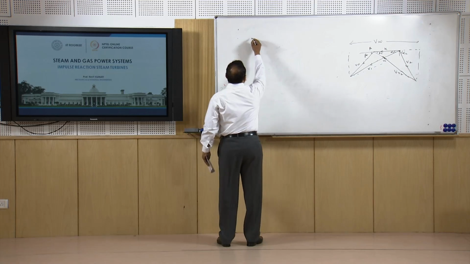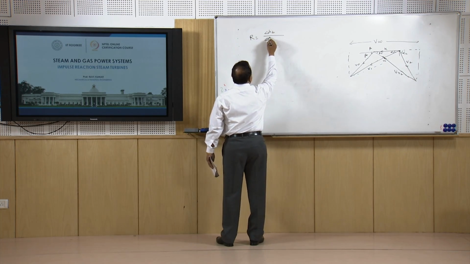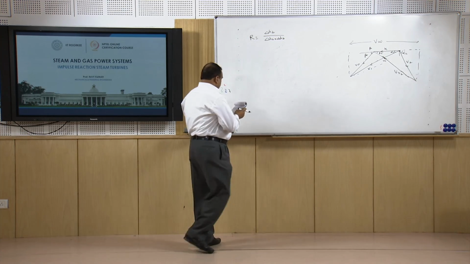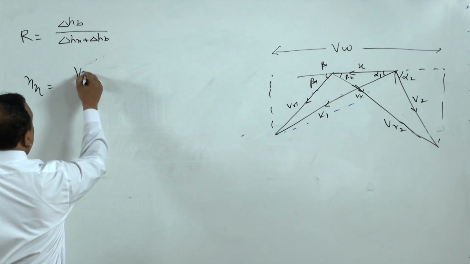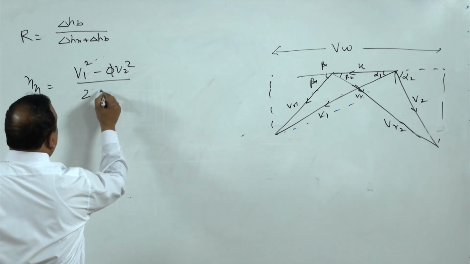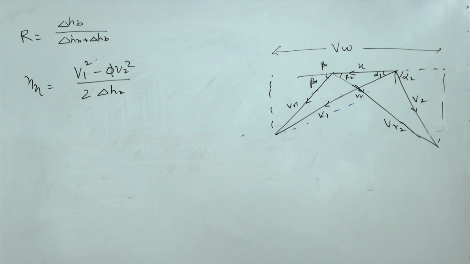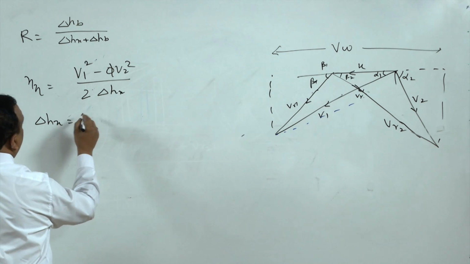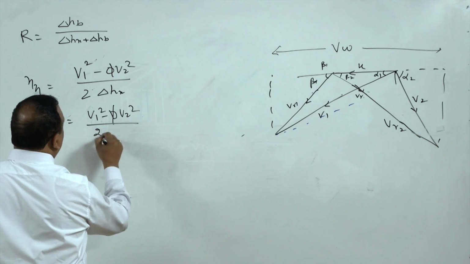Now, degree of reaction is delta H B divided by delta H n plus delta H B. Now, efficiency of the nozzle is equal to V1 square minus phi V2 square by 2 delta H n, right. Phi is the carryover coefficient. So, delta H n is equal to V1 square minus phi V2 square by 2 times the efficiency of the nozzle.